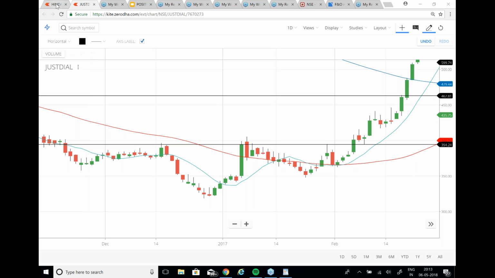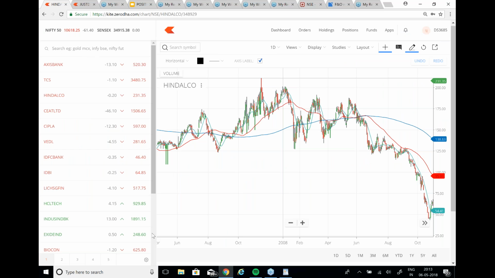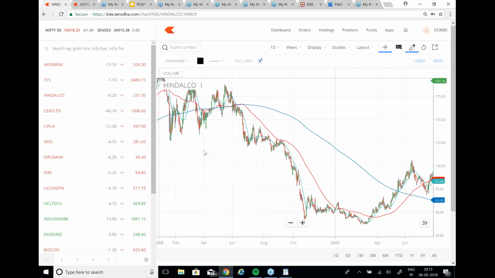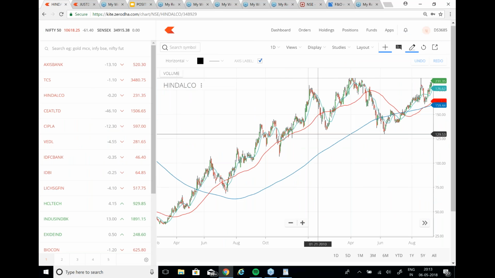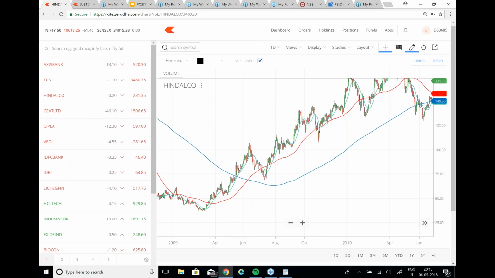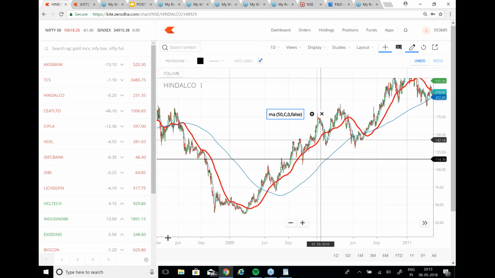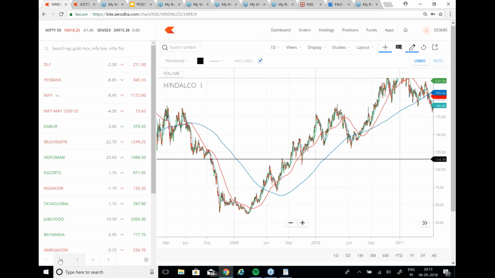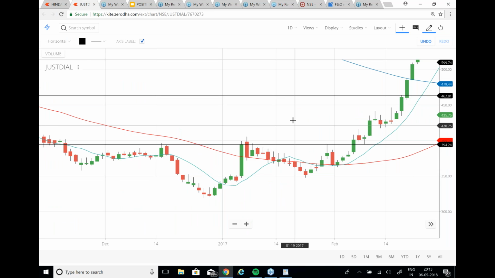Okay, so this was inverted head and shoulder, and similarly I talked about the head and shoulder here. In Just Dial only I talked about the head and shoulder pattern. So where has it gone? Let me just take it here only. So let's see here.